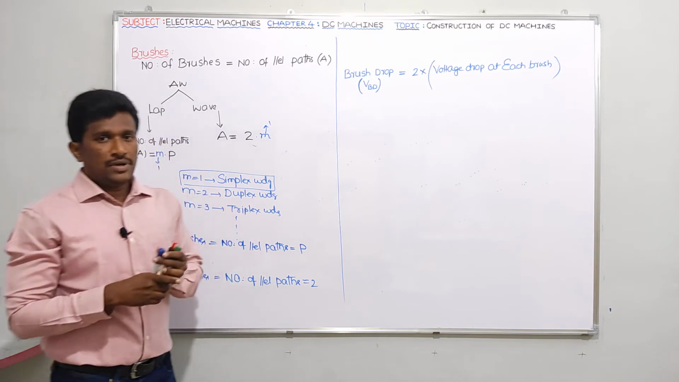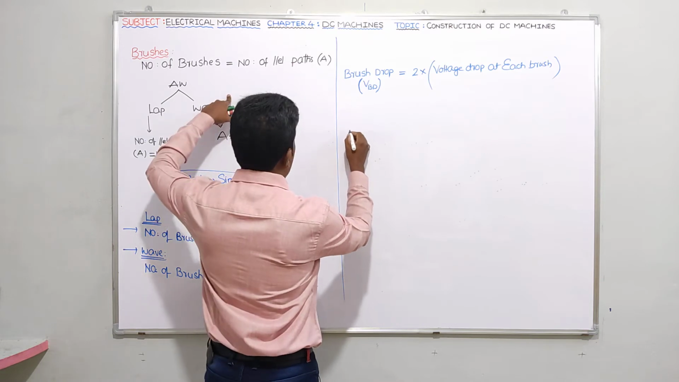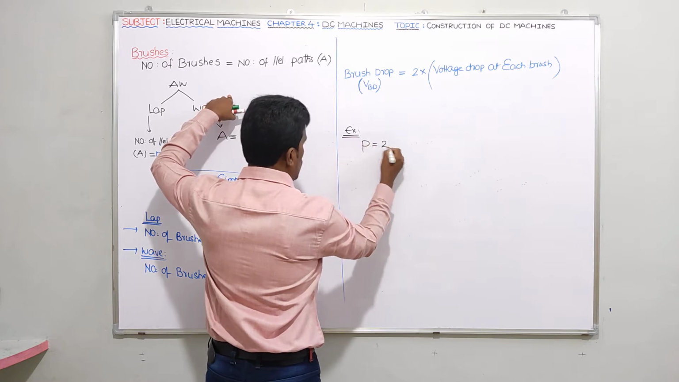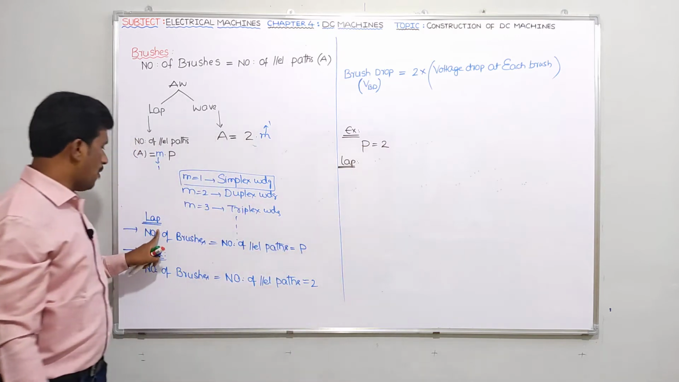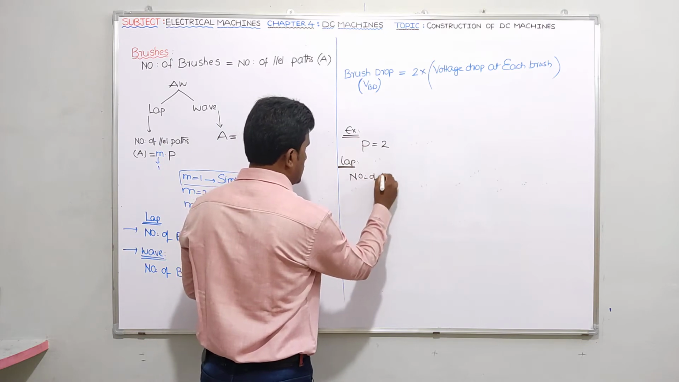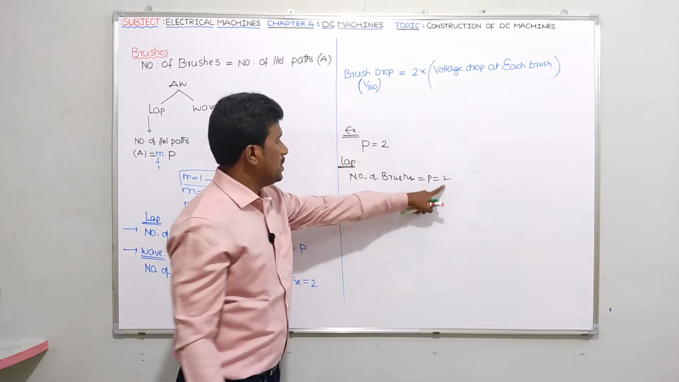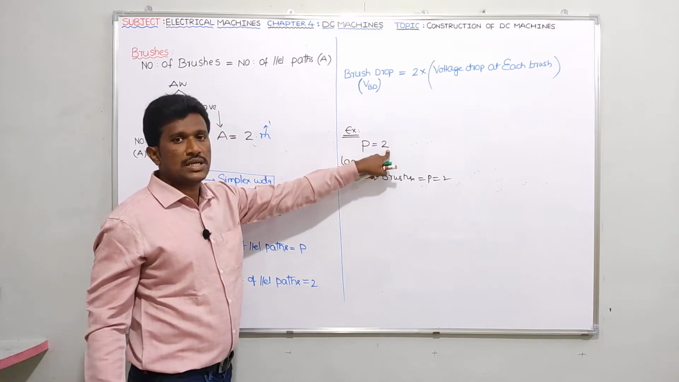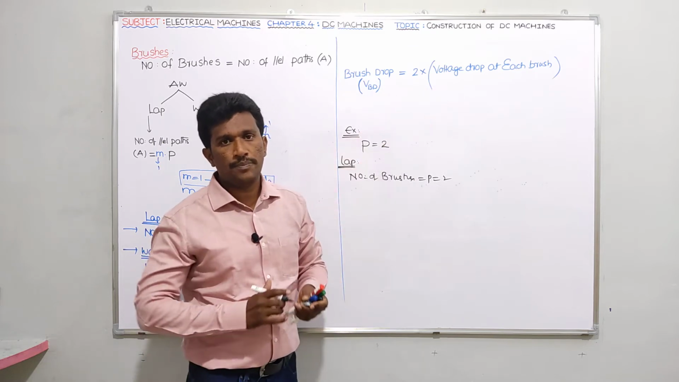Some people will be having some confusion. Suppose, for example, I take the number of poles equal to 2. If it is a lap winding, then people will think like this: sir, for lap winding the number of brushes equals the number of poles, so the number of brushes is equal to 2, and that's why you are multiplying with 2. No, that is not correct. Suppose if P equals 4 is given, so the number of brushes becomes 4. Don't multiply with the 4. That is wrong. Please try to remember.